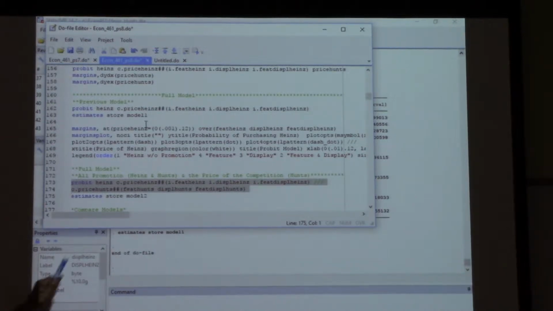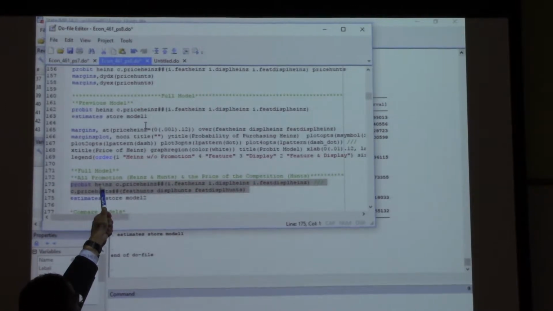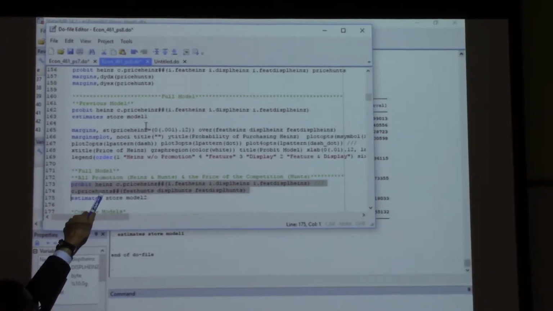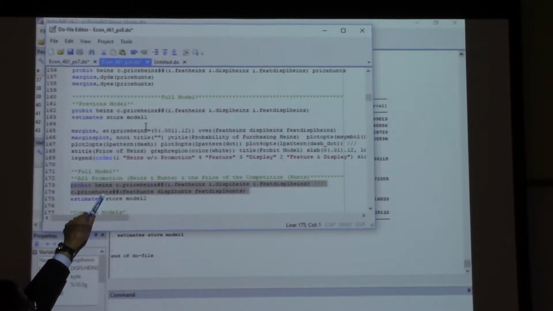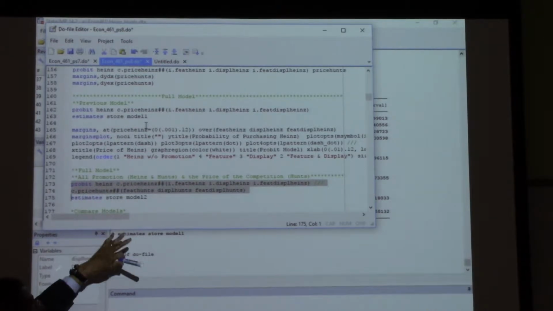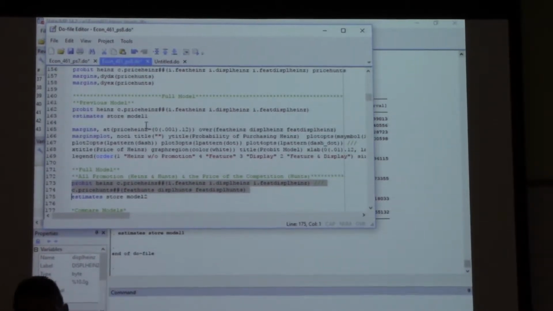This is our own price effect, the price of our product on purchasing us. But we also have this cross price effect. This is the effect of the price of Hunt's on the probability of purchasing our product. It also has the cross promotional effects. These are the effects of Hunt's promoting on our probabilities.